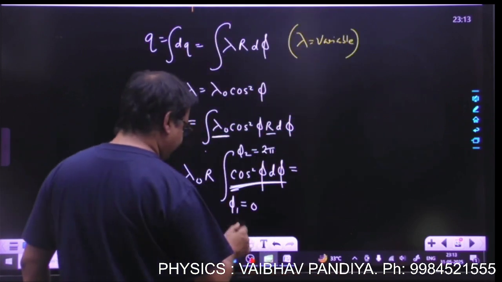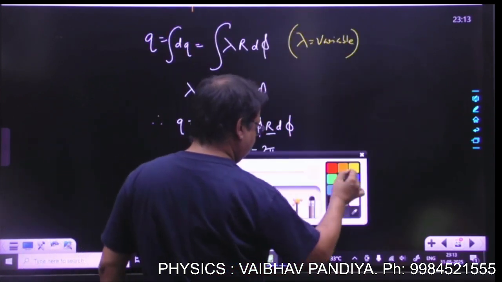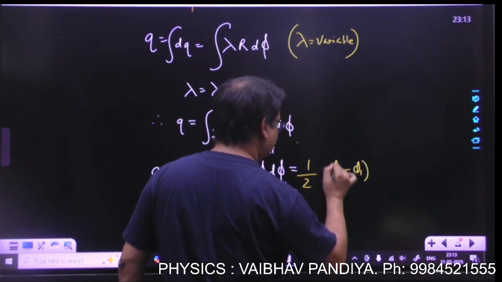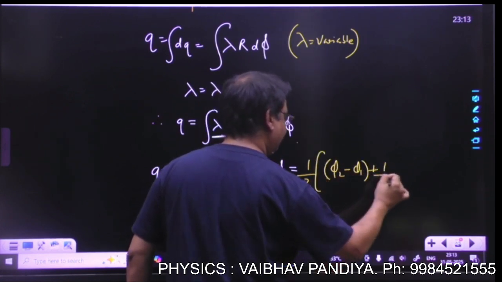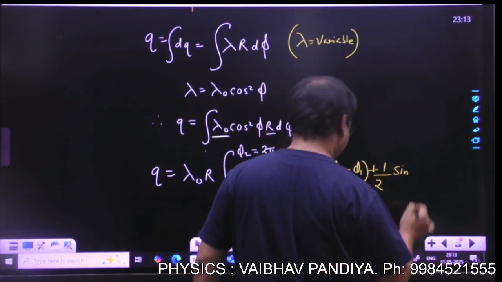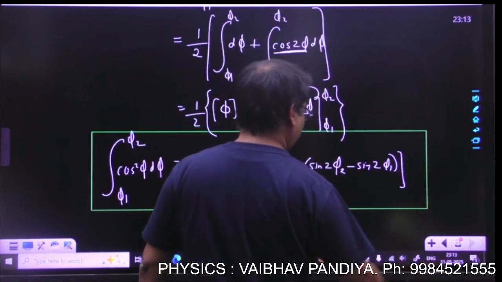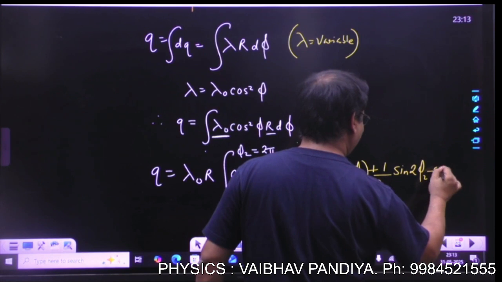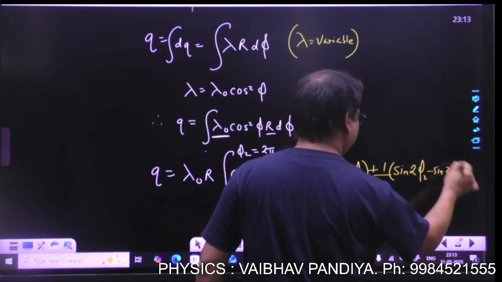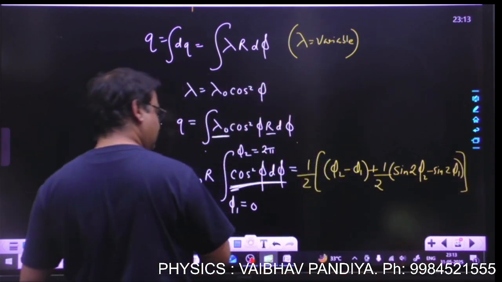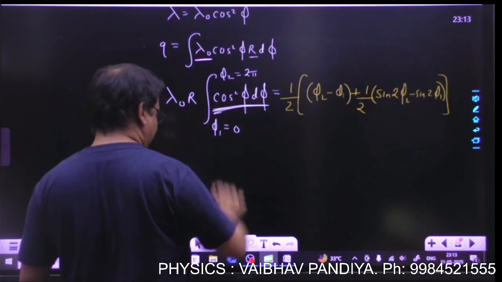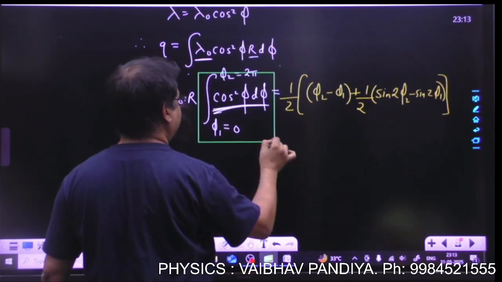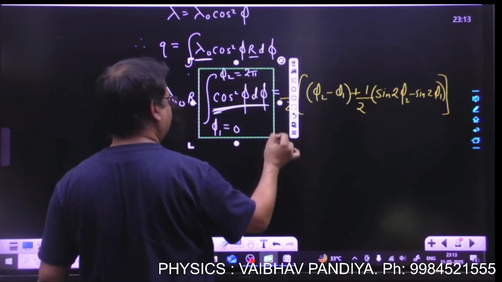So I can write this integral as half of phi 2 minus phi 1 plus half of sine of how much? 2 phi 2 minus sine of 2 phi 1. Correct? Now we have to put the limit. I have done the integral before, so already you have noted how to solve this integral, correct? So here I am putting that value.